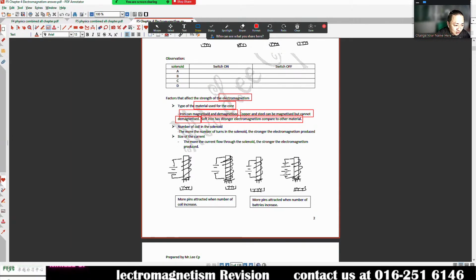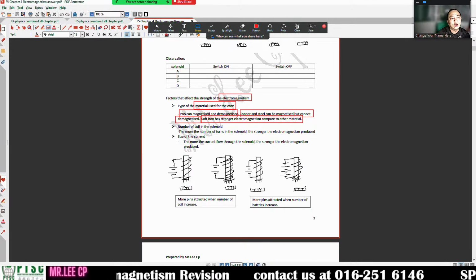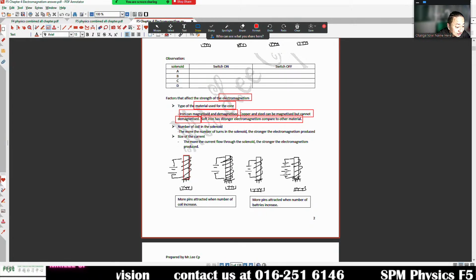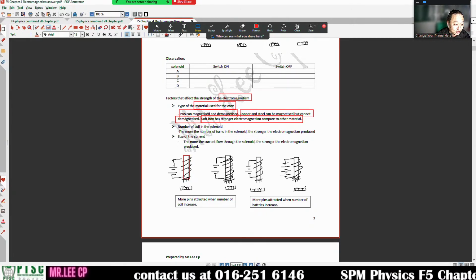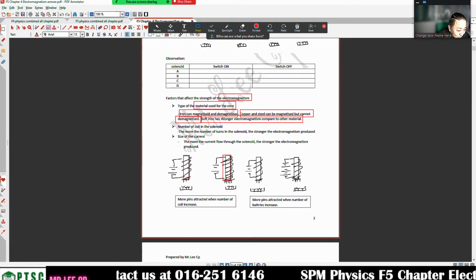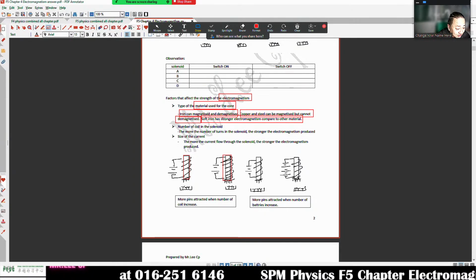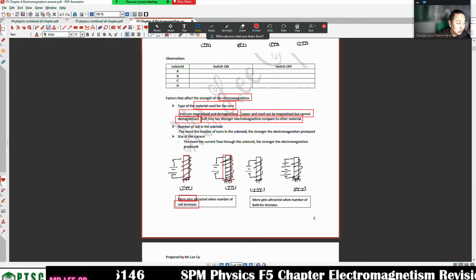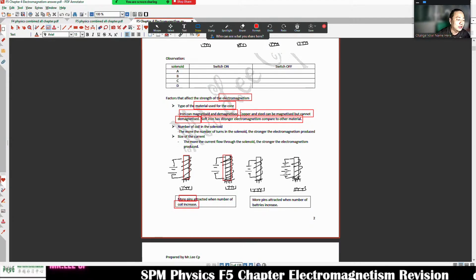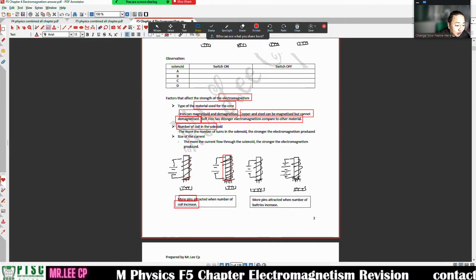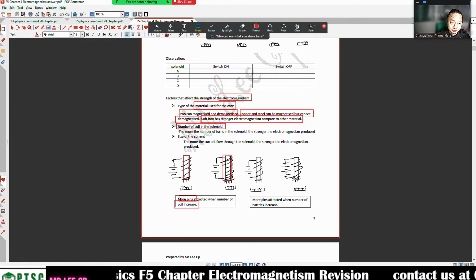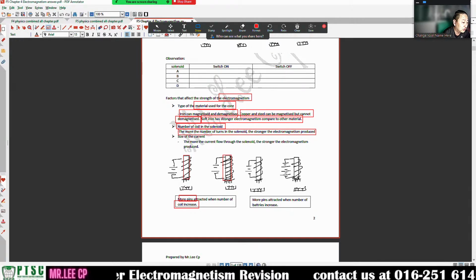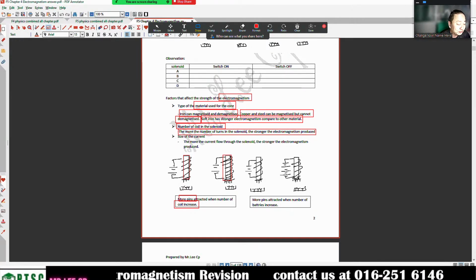And the number of turns of the coil: we do more experiments here. I know soft iron is the best already, so I do fewer turns, and then I do more turns, and I turn on the switch. I see the more the turns, the more pins are attracted, which means the stronger the electromagnetic field. So the more turns in the solenoid coil, the stronger the electromagnetism produced.